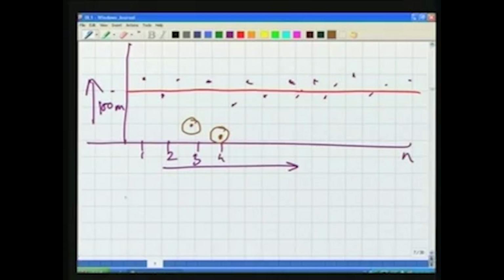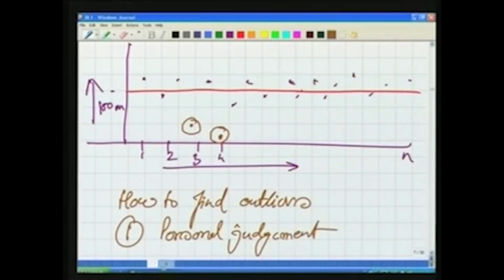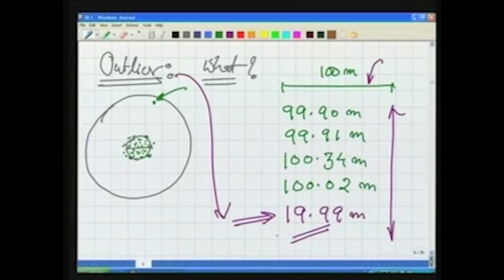Now the question is how to find outliers, how to determine them, how to locate them. Well, method number 1 could be your personal judgment. As in the previous case, looking at these observations, you can right away delete this observation. No, it can't belong to my set of observations. It has to be an outlier. So this is the personal judgment which you are doing.